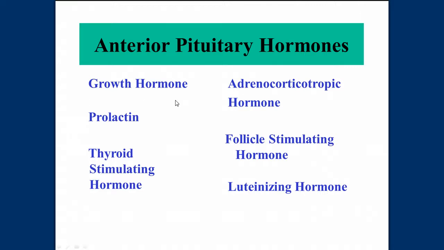And there are 4 types that each produce a specific type of hormone. Growth hormone is produced by one type of epithelial cell in the anterior pituitary. Prolactin is produced by another type of epithelial cell in the anterior pituitary. Thyroid stimulating hormone, TSH, is produced by a third type, and adrenocorticotropic hormone by a 4th type, and then a 5th type produces these 2 hormones. Okay?